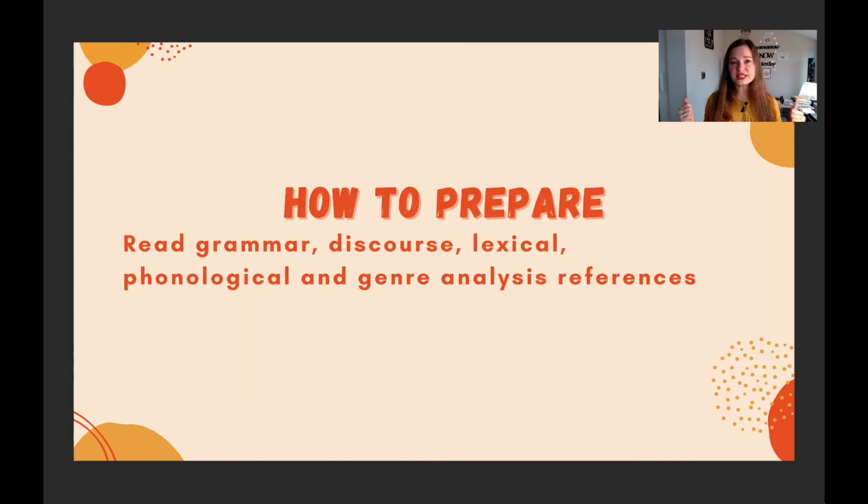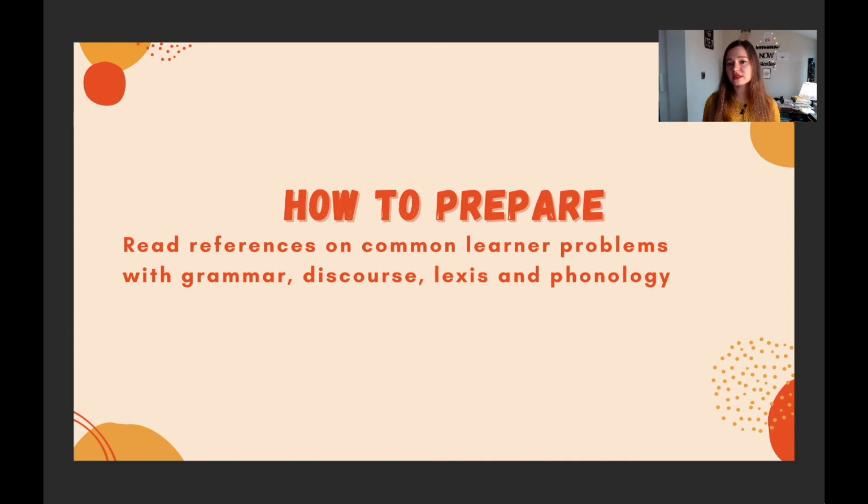How to prepare? First of all, read grammar, discourse, lexical, phonological and genre analysis references. For this, you can watch one of my videos related to reading materials and the top 5 books that I recommend in order to prepare for Delta Module 1 successfully. Read references on common learner problems with grammar, discourse, lexis and phonology. That's important, especially if you don't have a lot of experience checking and providing feedback to your students, or even if you provide this feedback, it is probably not as detailed as it might be.